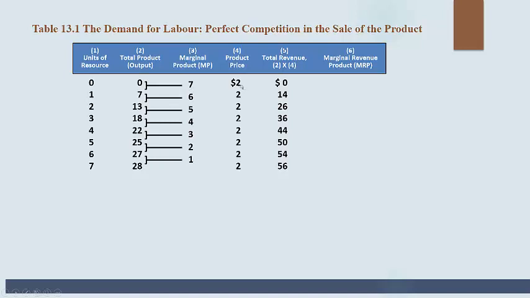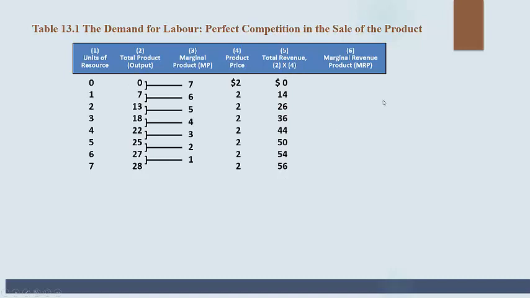Here we're given the product price, so it's a perfectly competitive market for goods and services as well as the labor market in this example. The price is given at $2, that's the market price. And so our total revenue will just be the price times the output, and that would be our total revenue.